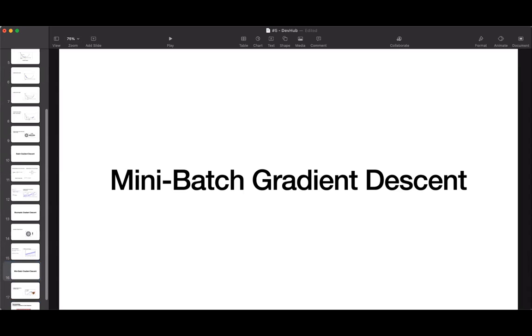Now in mini batch, instead of computing the gradients based on the full training set as in batch, or on one instance as in SGD, the mini batch computes the gradients on small random sets of instances called mini batches. You divide the whole training set into small groups, and you take up each group at each iteration, and you calculate the cost function and the gradient on each iteration based on those small groups.